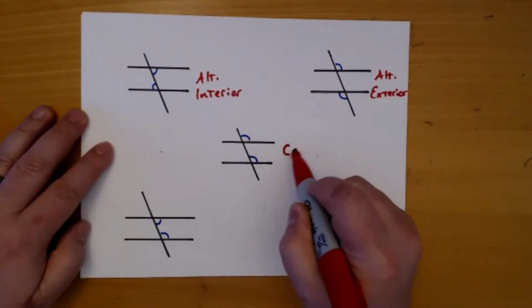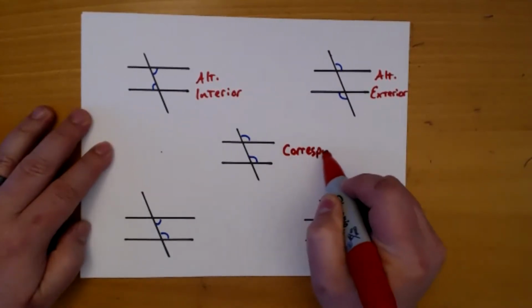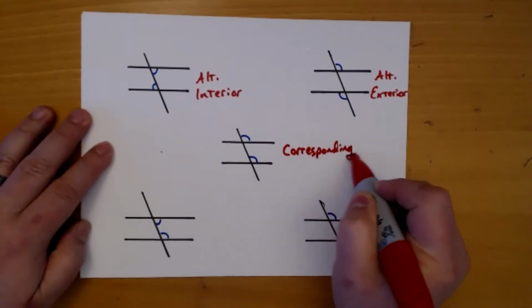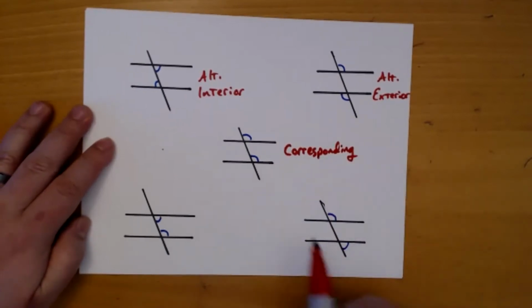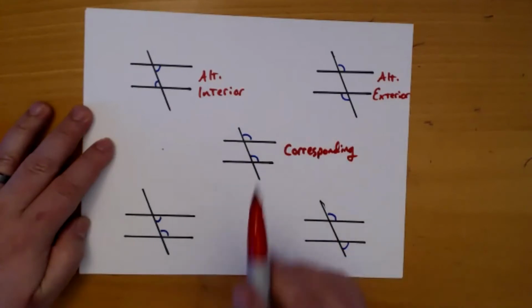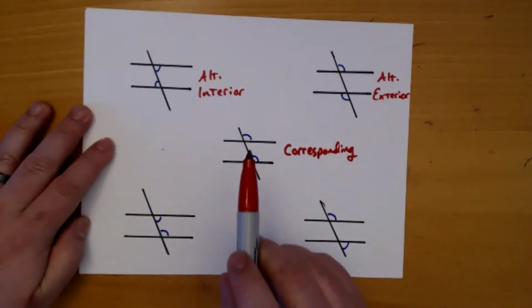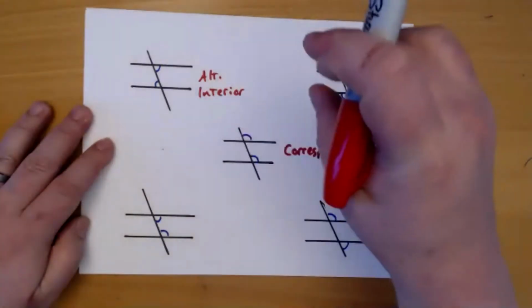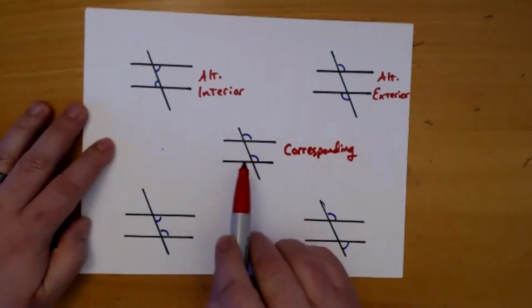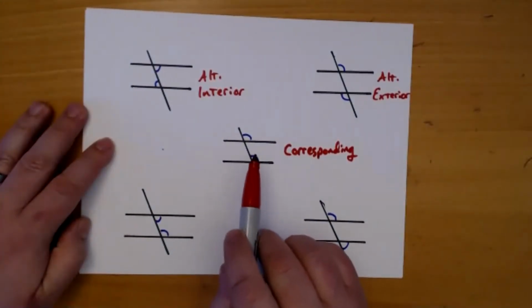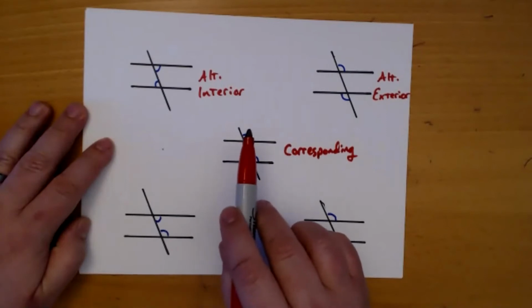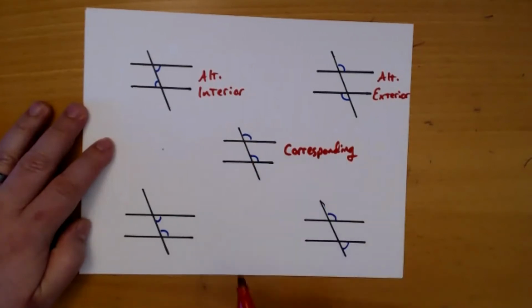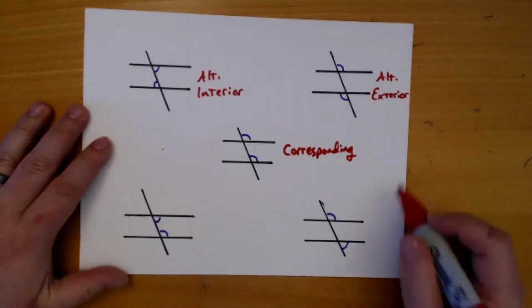These are corresponding because they're both in the same location. In this case, the two angles are in the upper right-hand corner of each intersection. For that intersection, it's in the upper right, and the other is also in the upper right. So these correspond; they're corresponding angles.